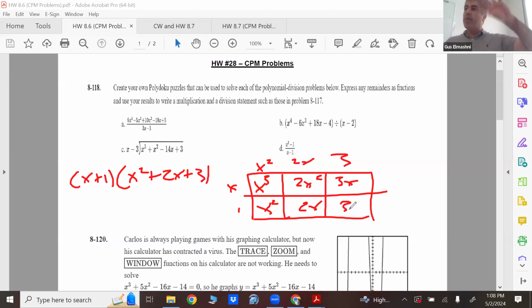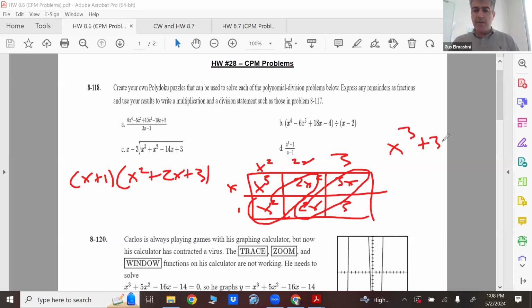Notice again, the upper left corner is the leading term. The lower right corner is a constant. And notice that these right here are like terms. So if you combine them, what do you get? You get x cubed plus 3x squared plus 5x plus 3.